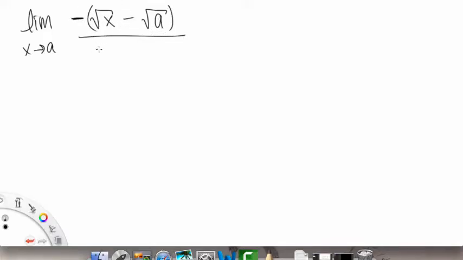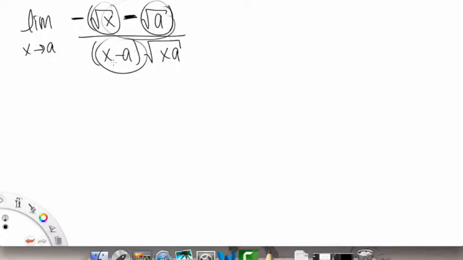Now what I want to do is rewrite it a little bit. On top, you know how we had the square root of a minus square root of x? I just want to flip that around and write square root of x minus square root of a. By writing it like that, I'm taking out a negative sign. So there's a negative out here, and then on the bottom we have x minus a and square root of x times a. My reason is that I wanted the square root of x first and the square root of a second, because I want to mirror what's down here.